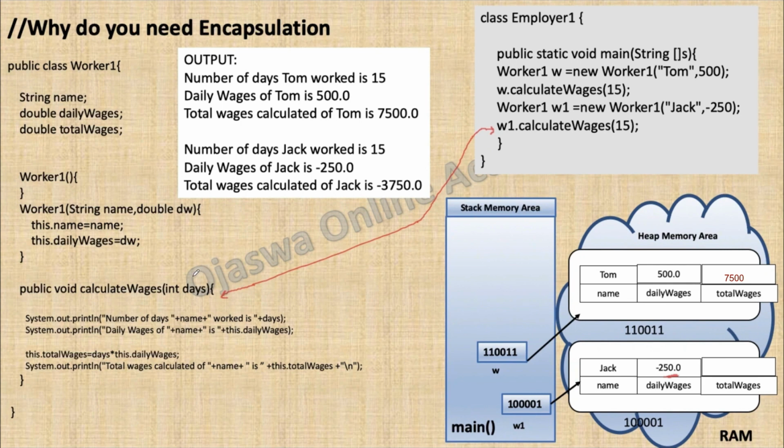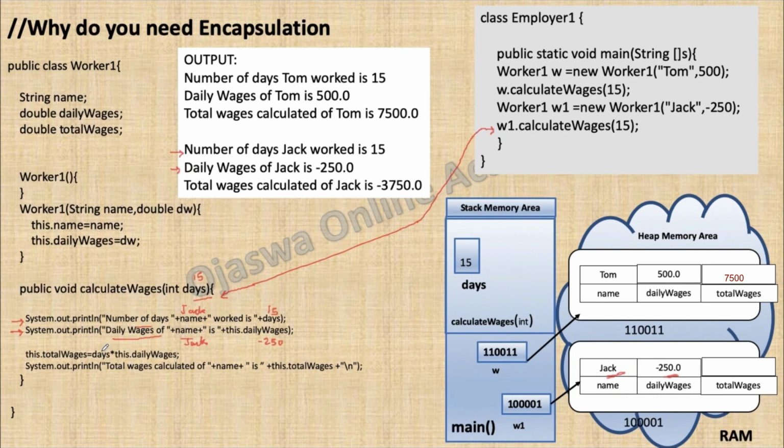The number of days passed is 15. So this local variable days will have memory reserved on the stack memory area, and the value passed through the method as an argument is stored over here. Next statement is System.out.println "number of days". Now the value of name is Jack. "Jack worked is 15". So this will be printed to the console: number of days Jack worked is 15. Next statement executed is "daily wages of Jack is", the value of daily wages is minus 250. So this is printed to the console: daily wages of Jack is minus 250.